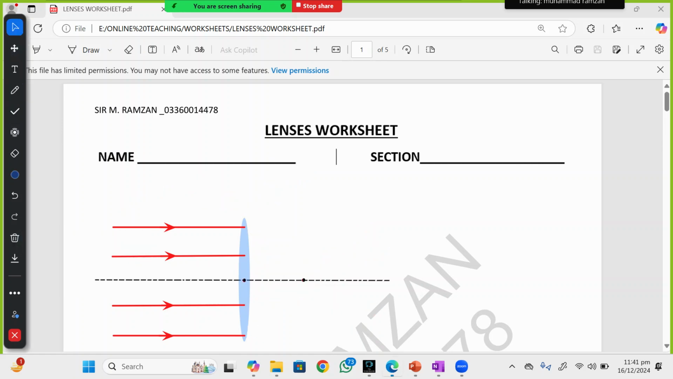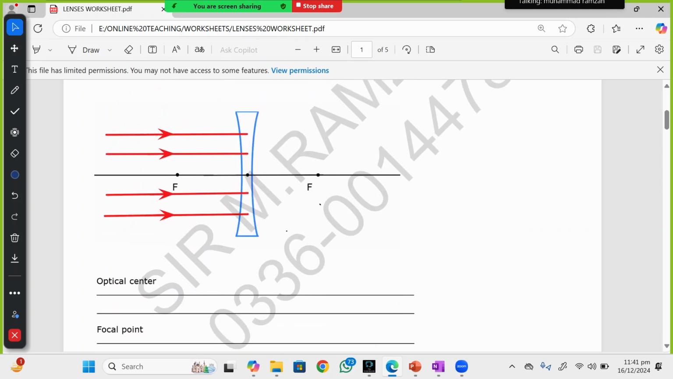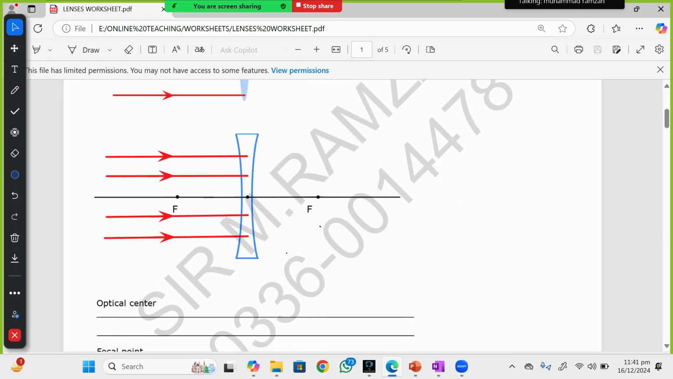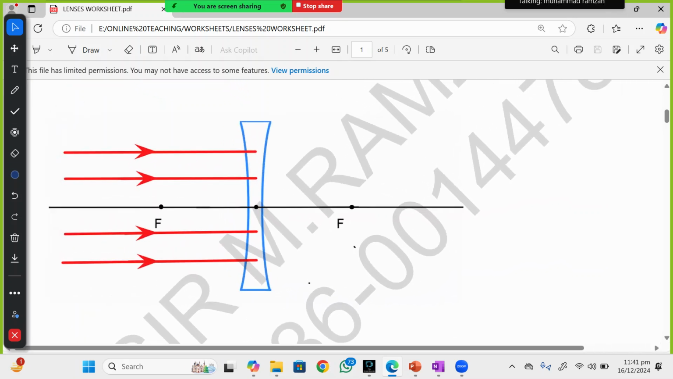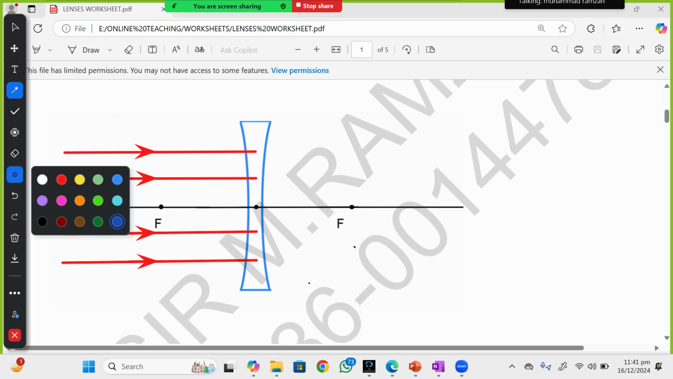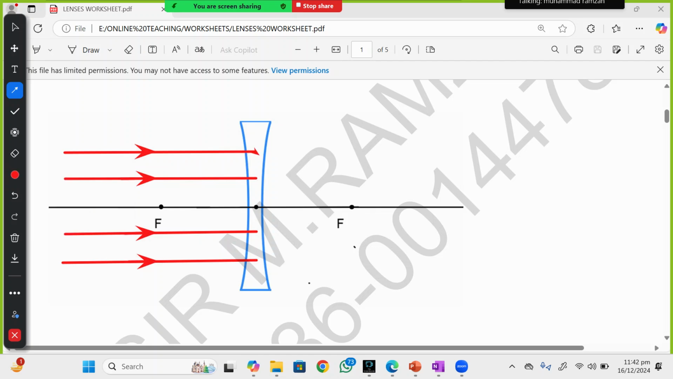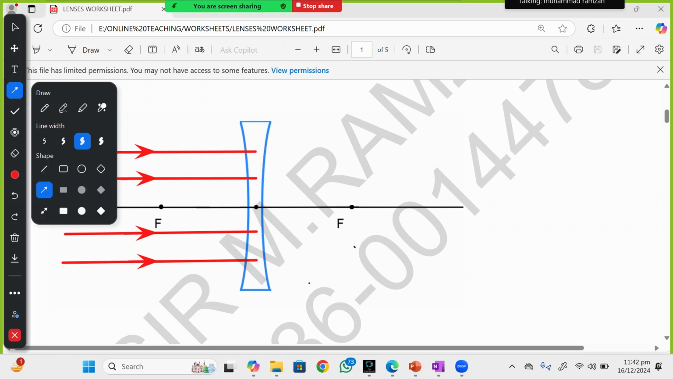Now let's talk about a concave lens. A concave lens is also named a diverging lens. If you see this type of lens, there are two focal points given, because the lens is a transparent medium, so light rays can come from either side. For example, the light rays which are parallel to the principal axis are not going through this focal point. The reason is that this is not a converging lens, this is a diverging lens.